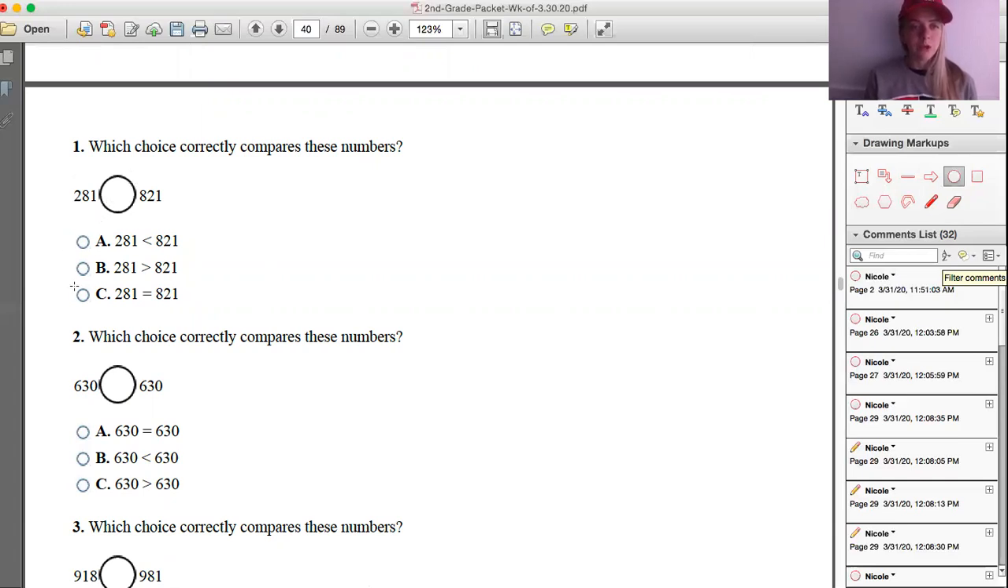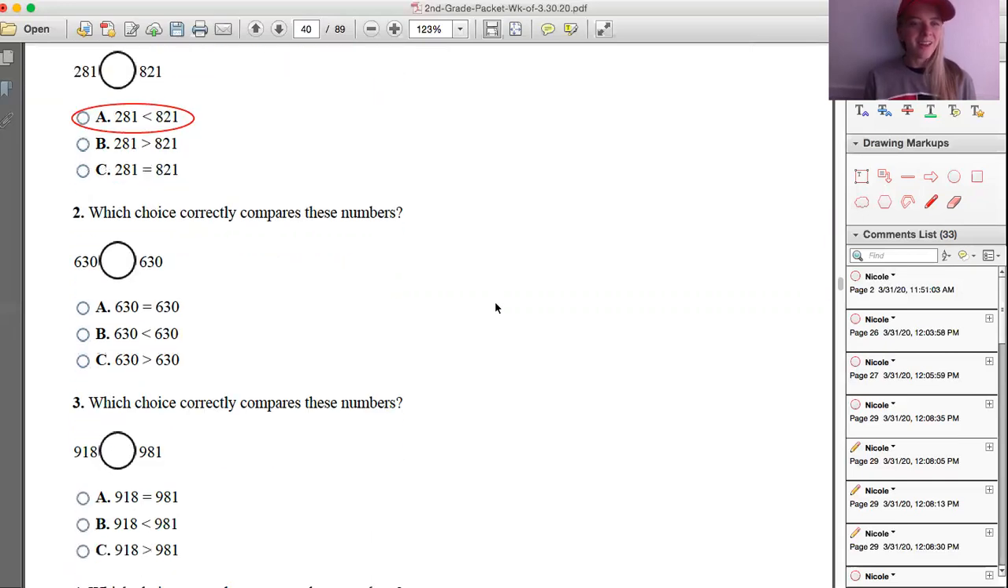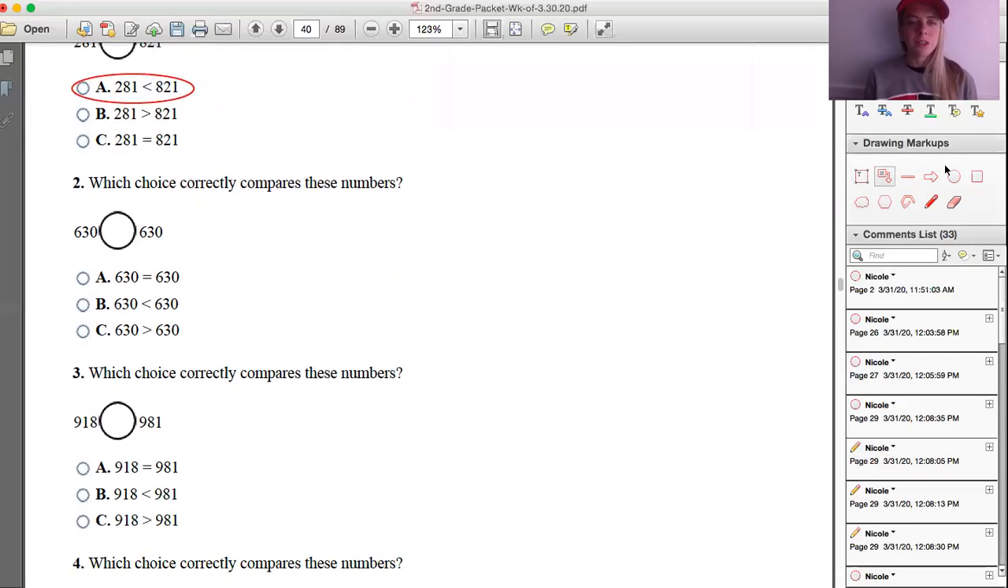281, 821. We know that 821 is bigger. If you would like a couple extra points, go ahead and draw your symbol inside of the circle. Number 2, which choice correctly compares these numbers? We can see that 600 and 630 are equal.